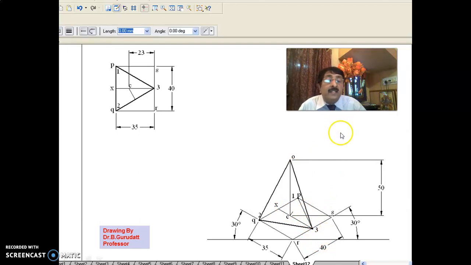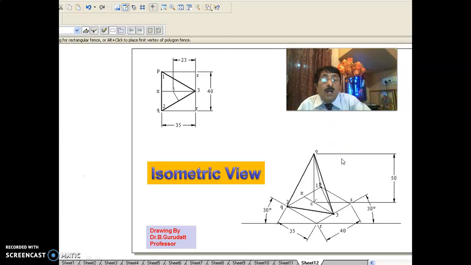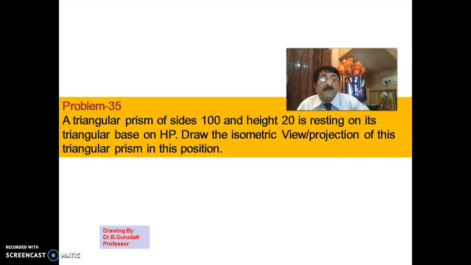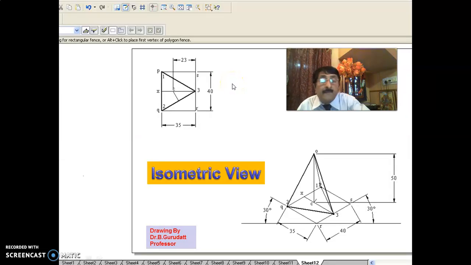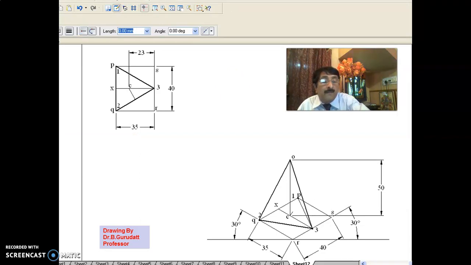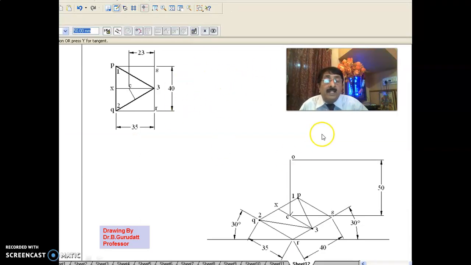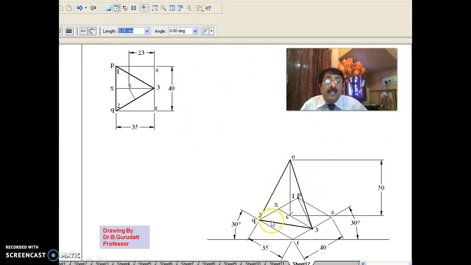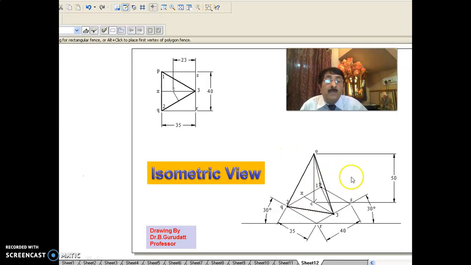Once you go up by a distance of 50, you join the outer boundary in this way. Then this is the left surface edge, this is the right surface edge, and this O to P is the back surface edge which cannot be seen, so you make it light. Since I have taken actual distances only, this becomes the isometric view.